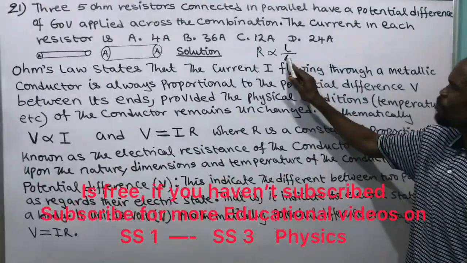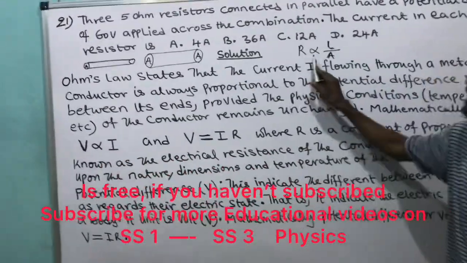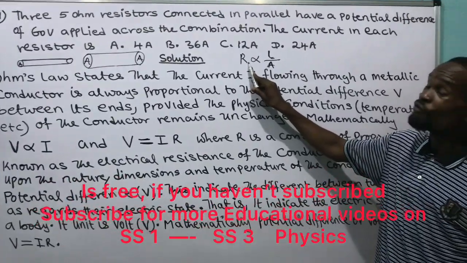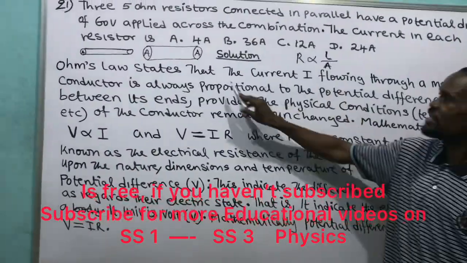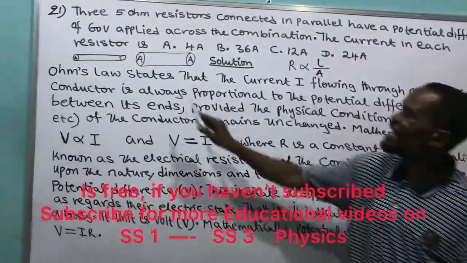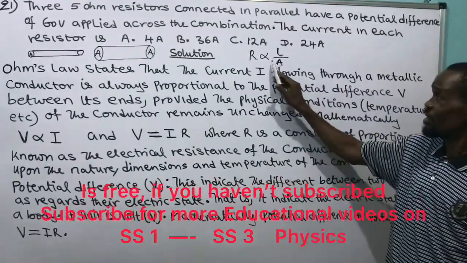You will see the higher the cross-sectional area, the lesser the resistance which the wire will offer to the flow of current. The lesser the cross-sectional area, the higher the resistance which the wire will offer to the flow of current. Do you understand it from here?